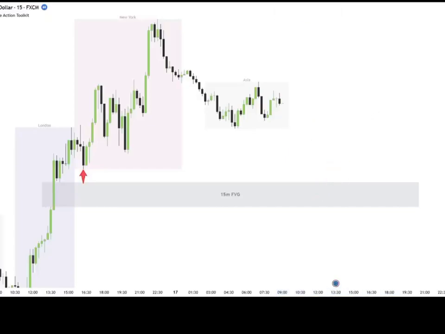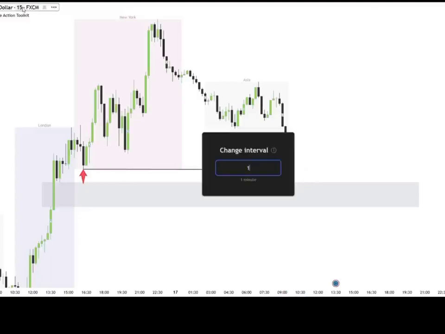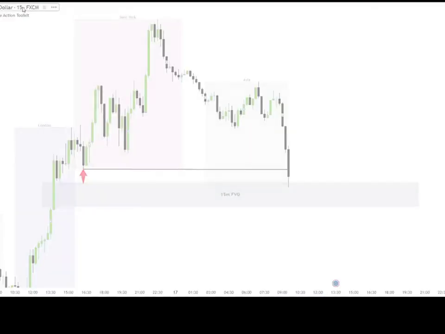Now, if we play the chart forward, you can see that as Asia closes, price pushes lower, sweeps the lowest point of the New York low, and then immediately starts to reject. At this point, I zoom into the 1-minute chart to closely monitor for reversal signs and a valid entry.